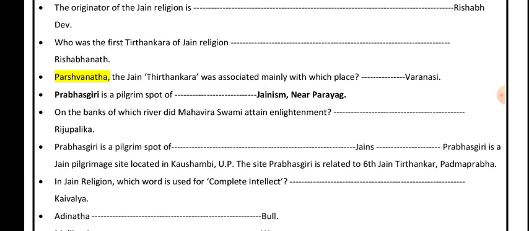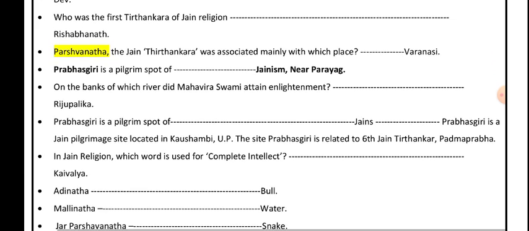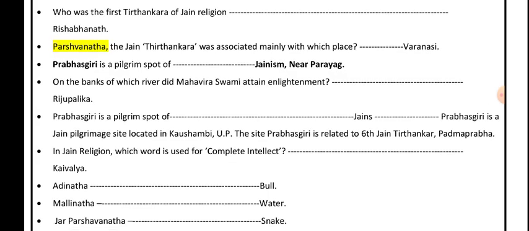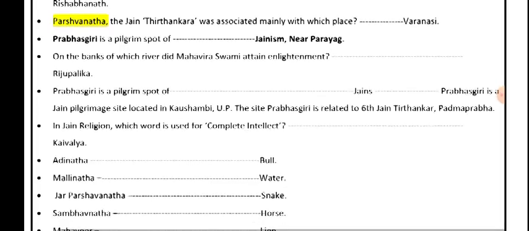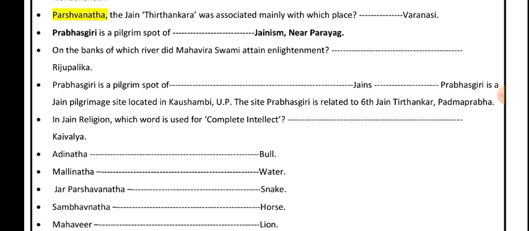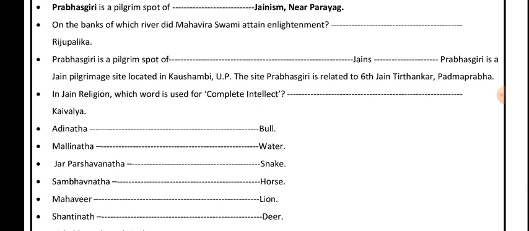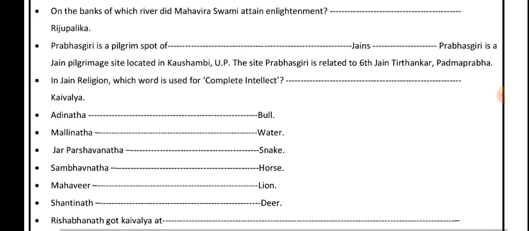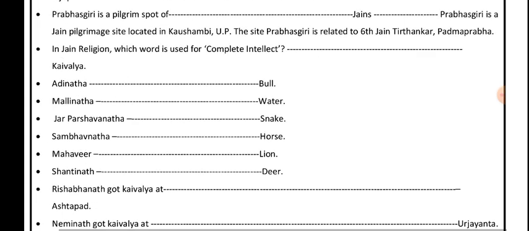The originator of the Jain religion is Rishabdev, who was the first Tirthankar of the Jain religion, Rishabnath. Parshvanath, the Jaina Tirthankar, was associated mainly with which place? Varanasi. Prabhasri is a pilgrim spot of Jainism near Prayag. On the bank of which river did Mahavira Swami attain enlightenment? Rijupalika.